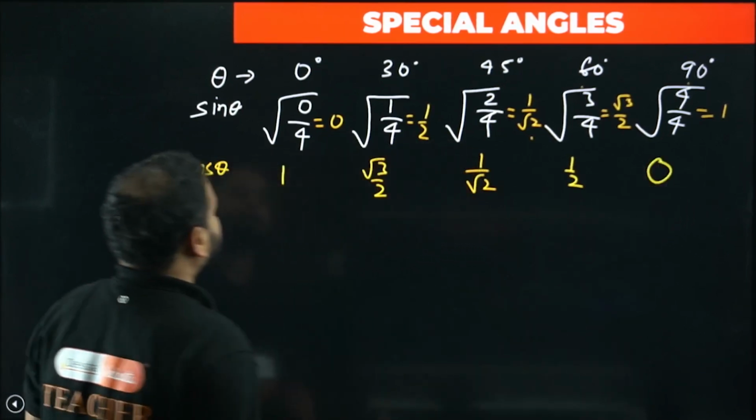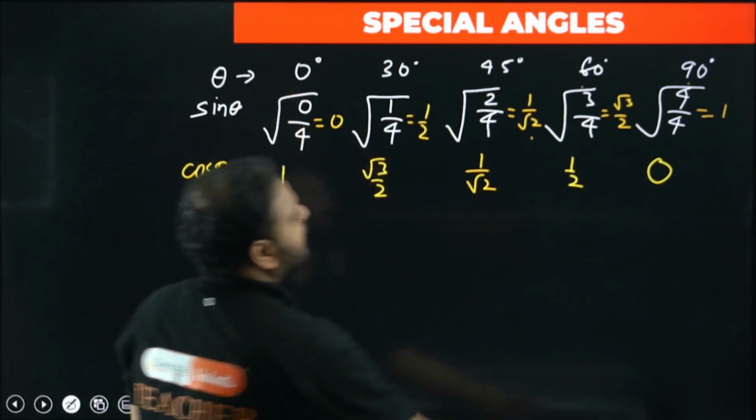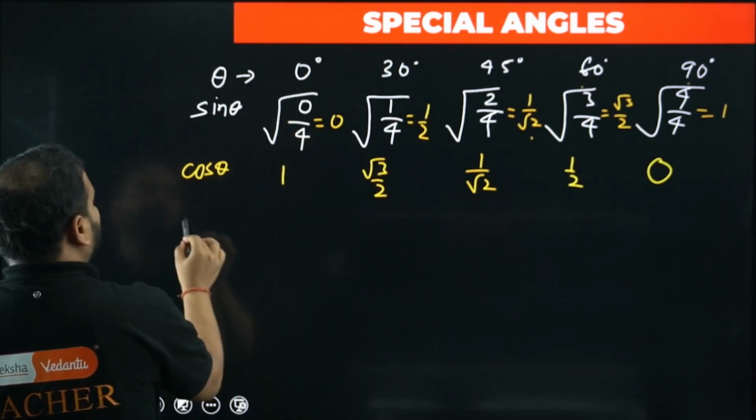Sir, have a look. 90 degree will be complementary with 0 degree, na? So sine 0 will become equal to cos 90. Is it clear? Now what about tan, bacha?